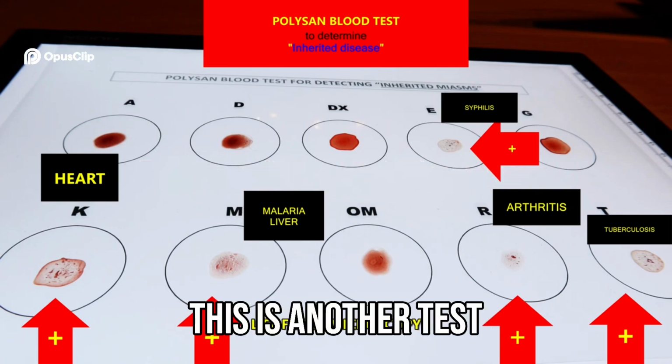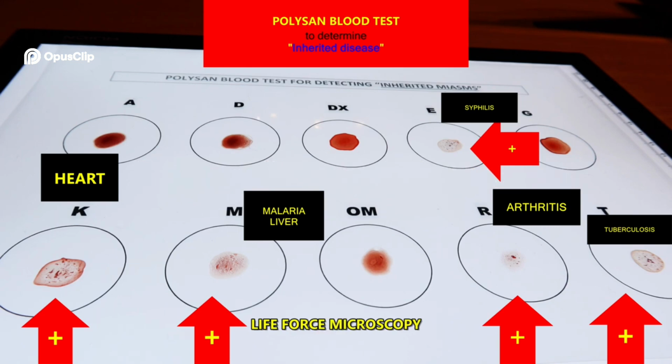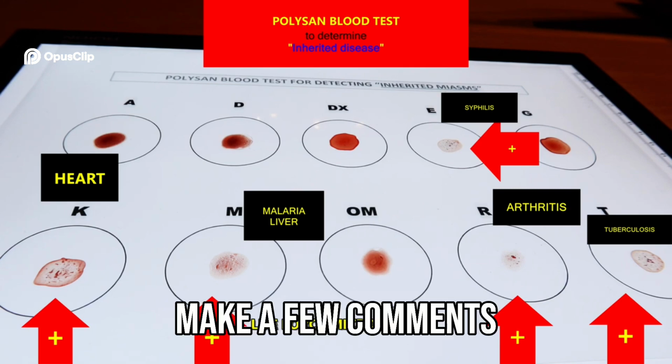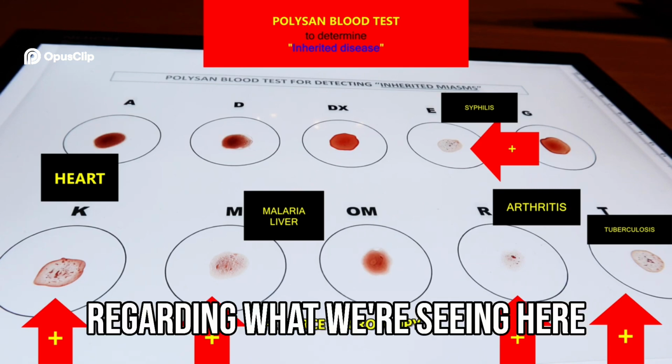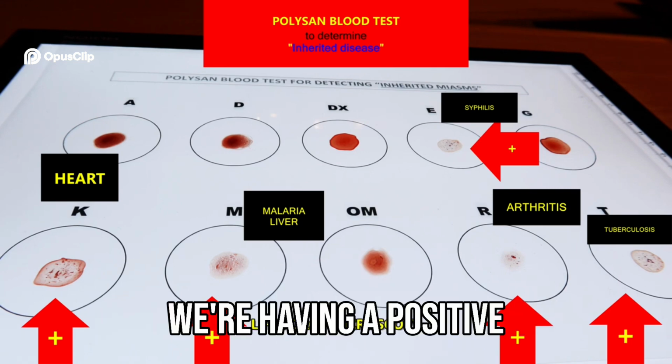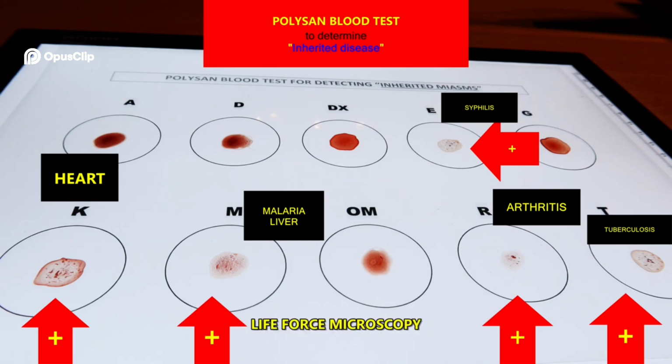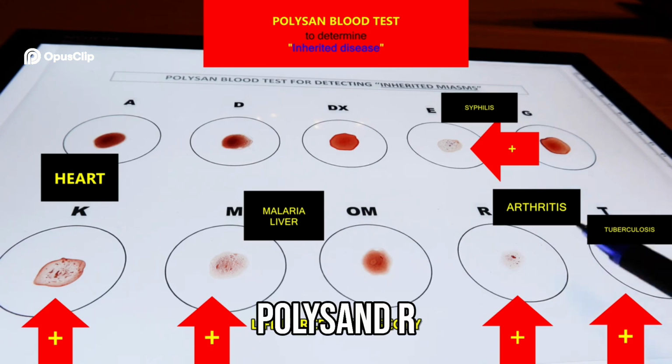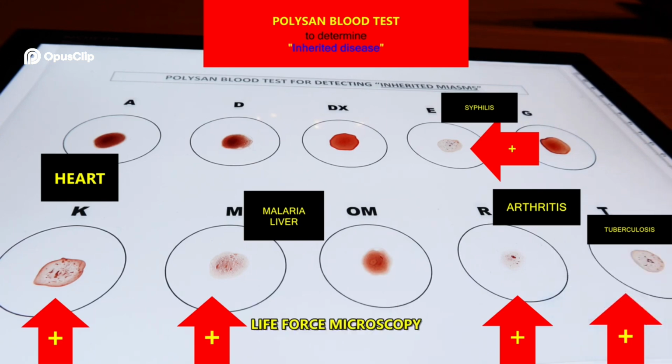This is another test, a Polysan test. I'm going to make a few comments regarding what we're seeing here. We're having a positive Polysan reaction on Polysan E, Polysan T, Polysan R, Polysan K, and Polysan M.